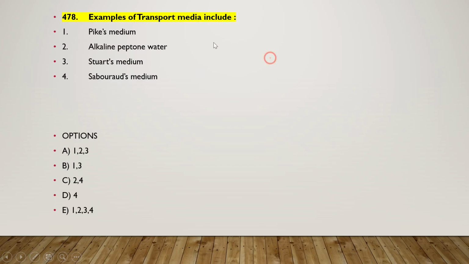So next one is, examples of transport media include Pike's medium, alkaline peptone water, Stewart's medium or Sabouraud's medium, and the right answer is option A. It is 1, 2 and 3. First three are the right answer about the transport medium. So these are the transport media. Okay.